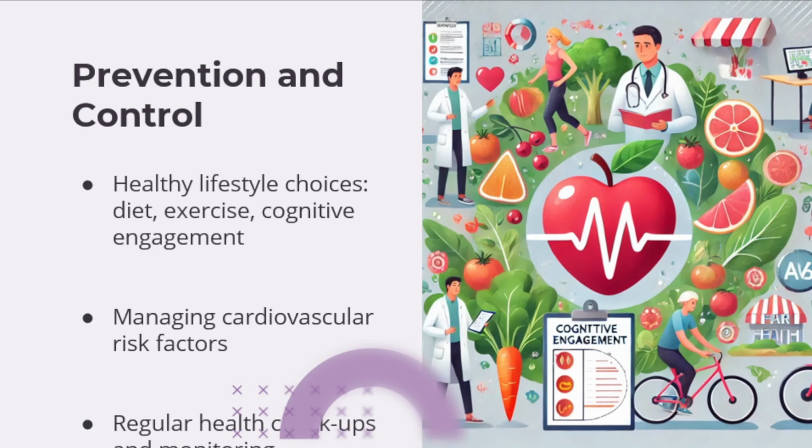Regular physical activity, at least 150 minutes a week of cycling, walking, swimming, aerobic activities, are shown to improve blood flow to the brain and your cardiovascular health. Cognitive engagement, such as solving puzzles, learning new skills, social interactions, and managing your cardiovascular risk factors, which kind of ties into the physical activity, significantly helps prevent AD.